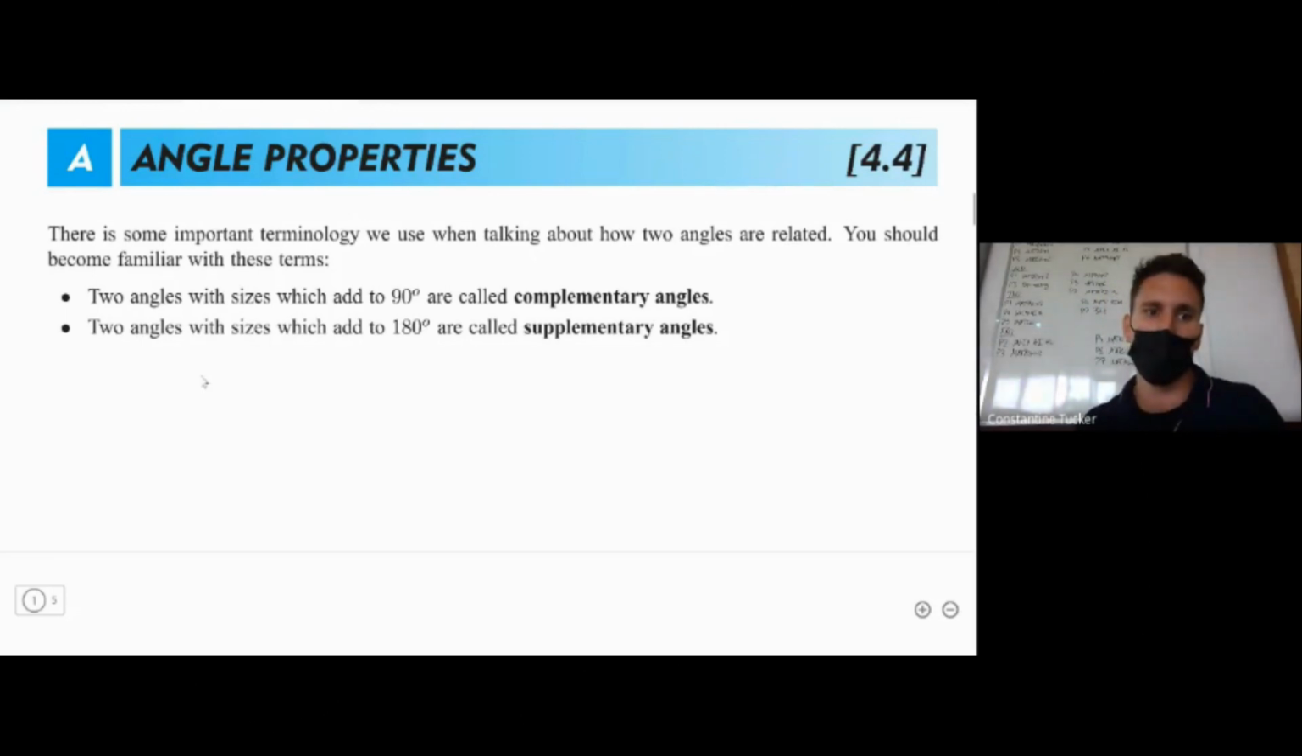What are the facts? The first one is that if you add two angles which give you 90, these are called complementary angles. And if they add up to 180, they're called supplementary angles. So sometimes we'll be using these terms, and I just want you to familiarize yourselves with them because then you'll be like, what is this about? Okay, so complementary and supplementary.